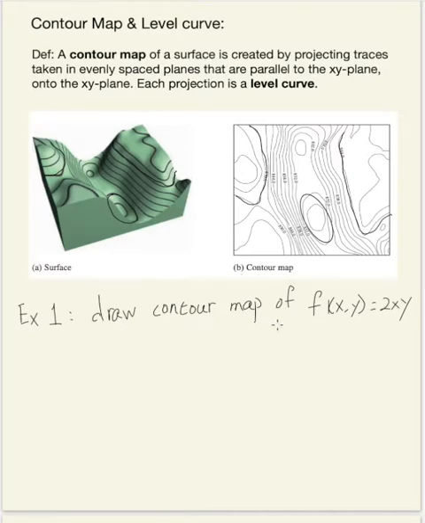Well, when you're drawing the contour map, you have to pick specific heights, right? I mean, the heights are what determine the level curves. So let's draw the contour maps at heights, say, 2, 4, and 6. The more rigorous way would be to write at heights f equals 2, f equals 4, and f equals 6. All right, so first, let's look at the level curve.